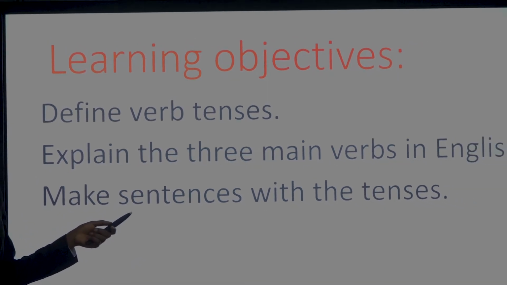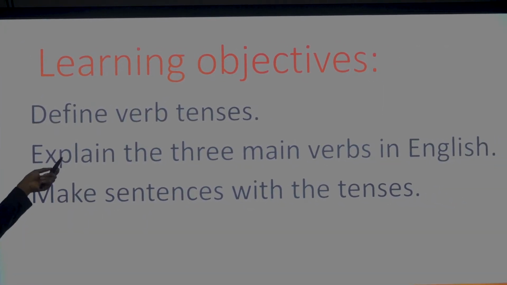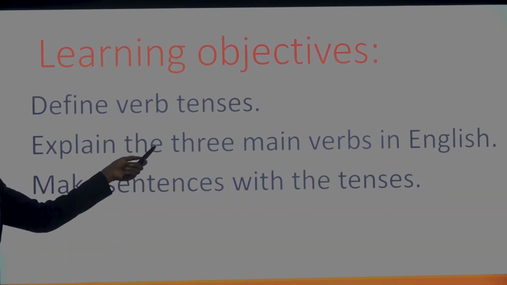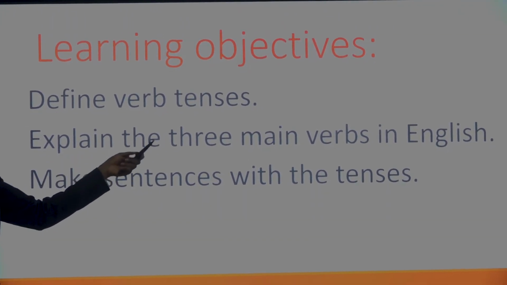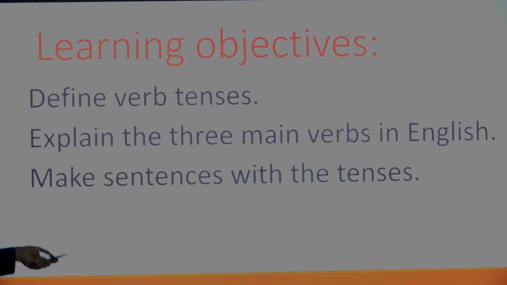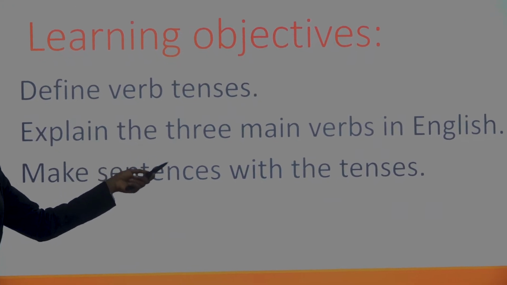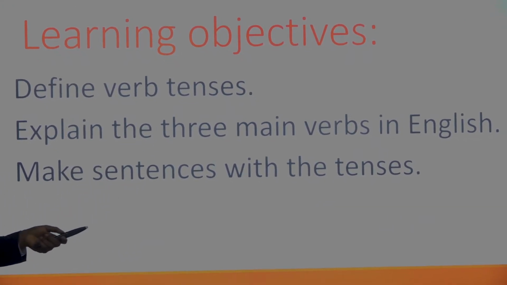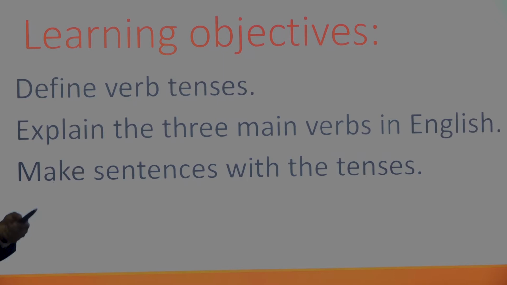Learning objectives. We are going to define verb tenses, explain the three main tenses in English, and make sentences with the tenses. These are the expectations that we are going to give feedback on after this lesson.